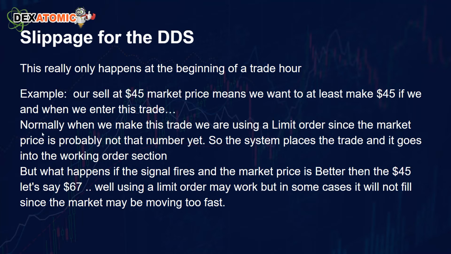And when we enter this trade, normally we are using a limit order since the market price is probably not the number yet, right? Like we talked about. So the system places the trade and goes into the working order section. But what happens if, when the signal fires at the top of the hour, the market price is better than the 45, which usually means that the price is coming to at the money, right? So maybe the market's going against our trade or our concept of our signal and direction. So it's probably at a little better price. And let's say that's $67, right? Now we're like $20 more. This is referred to as an OTM, out of the money trade.